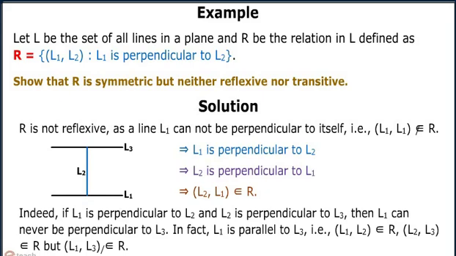R is not transitive. Indeed, if L1 is perpendicular to L2 and L2 is perpendicular to L3, then L1 can never be perpendicular to L3. In fact, L1 is parallel to L3. That is, (L1, L2) belongs to R, (L2, L3) belongs to R, but (L1, L3) doesn't belong to R.